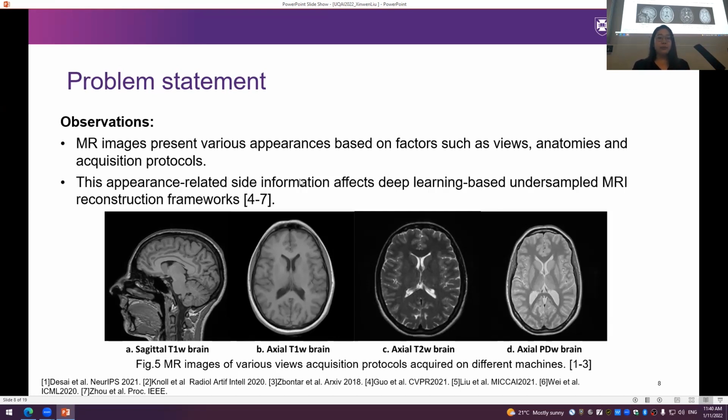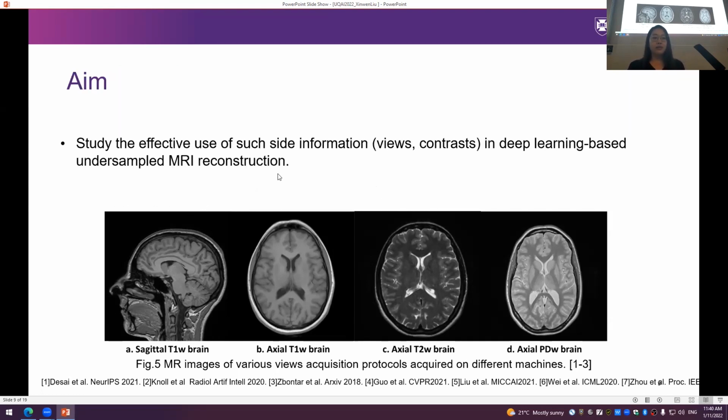And from previous work, it has been found that this appearance-related set information can affect deep learning-based undersampled MRI reconstruction frameworks. So the main aim of our study is to understand the effective use of such set information, such as views or contrast, in deep learning-based undersampled MRI reconstruction.